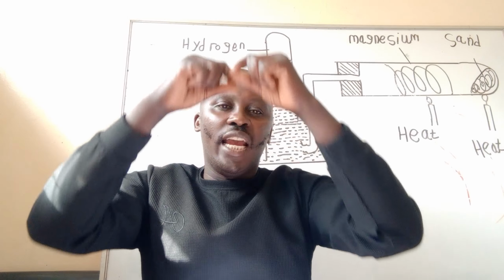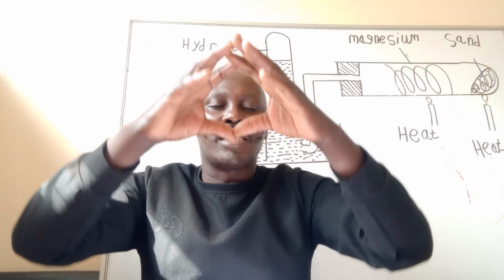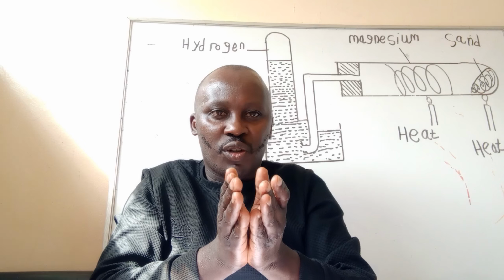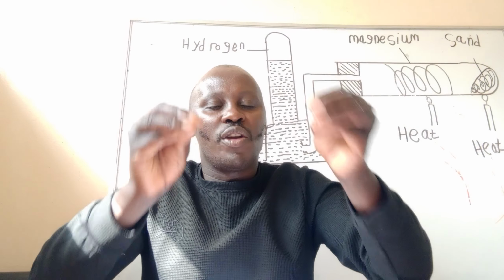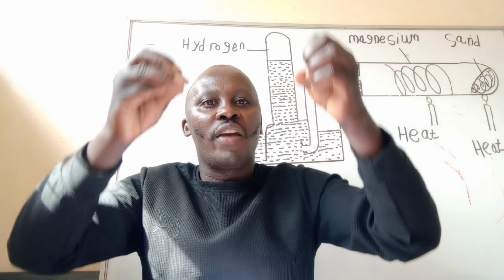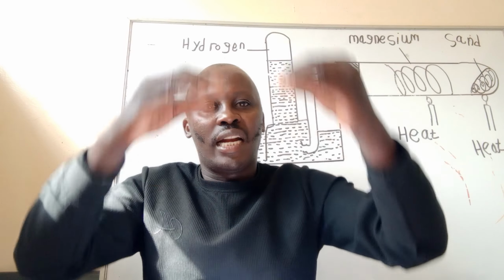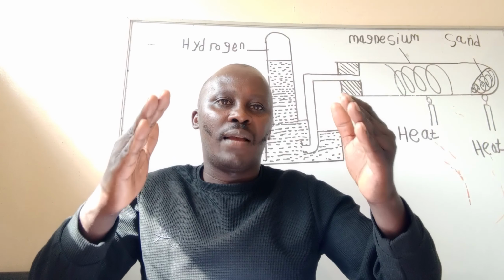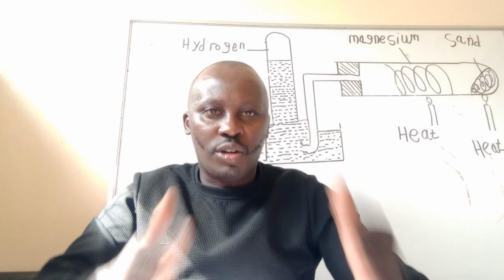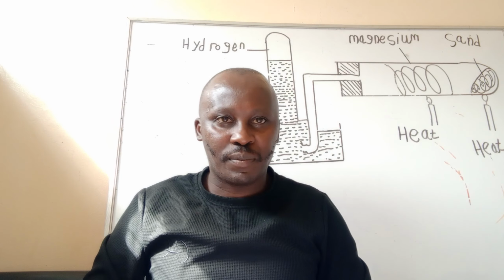But if either zinc or magnesium has been replaced with the iron metal, the observation now is the formation of a black solid, and the black solid is the iron 2 oxide. That is what you can see.